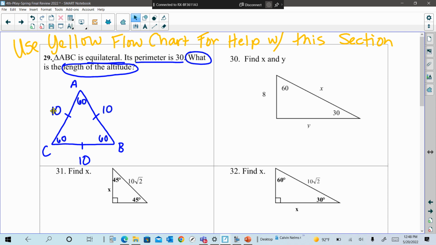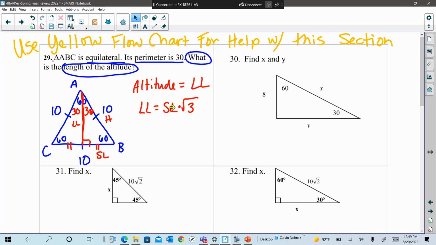So the length of the altitude, your altitude is your height of the triangle, which becomes the long leg. Because if you have an equilateral triangle, all the angles are 60. But when I draw the height, now we convert to a 30, 60, 90 triangle. So you need to use your 30, 60, 90 rule. Recognize the altitude is the long leg, which means I can get that by doing short leg times root 3.